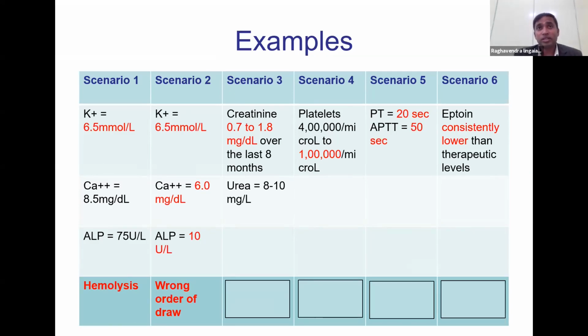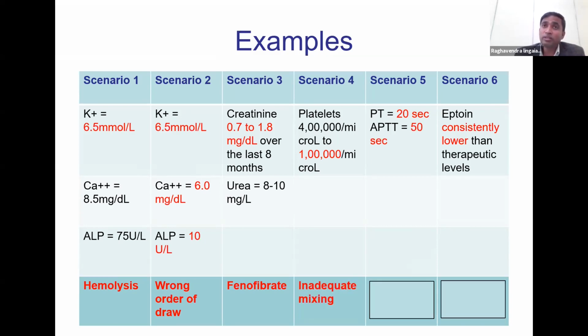I've already emphasized this during the slides. And the third scenario, in which creatinine has suddenly shot up while the urea has remained the same, is because the patient was on fenofibrate and the history was not given. Fenofibrate is known to interfere analytically, and we cannot do anything. The only thing is to avoid fenofibrate before getting the creatinine test done.